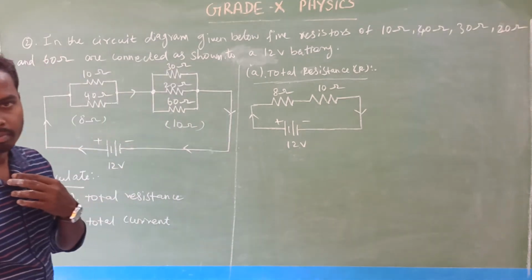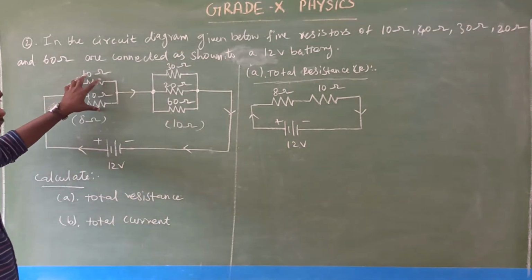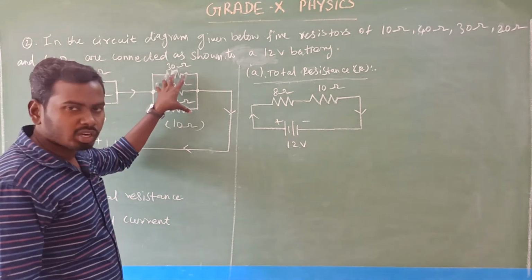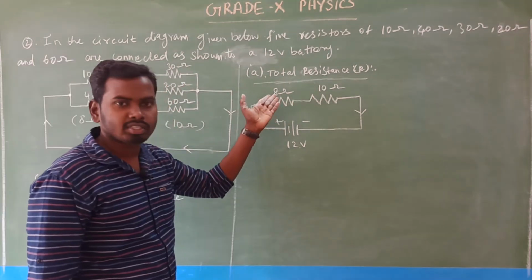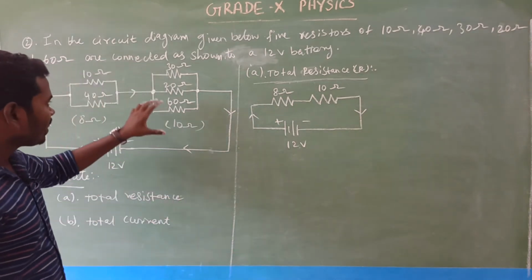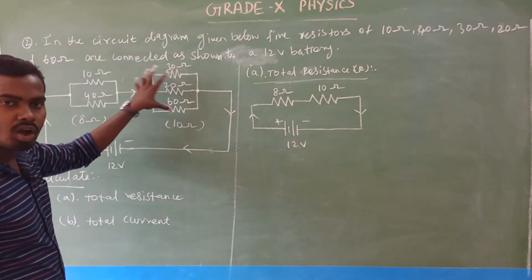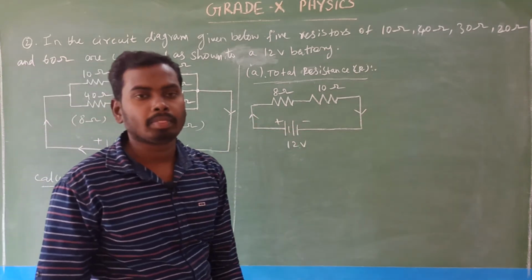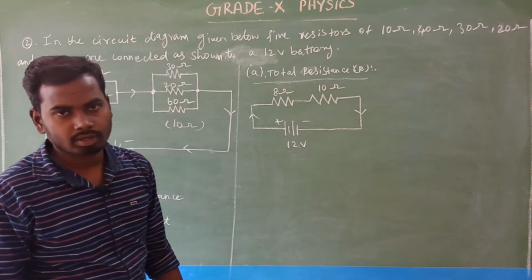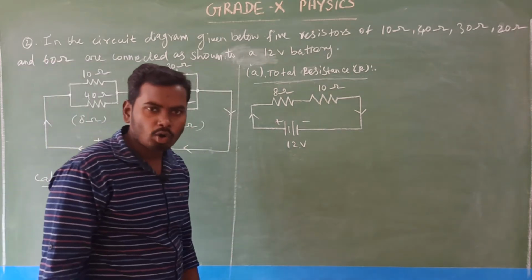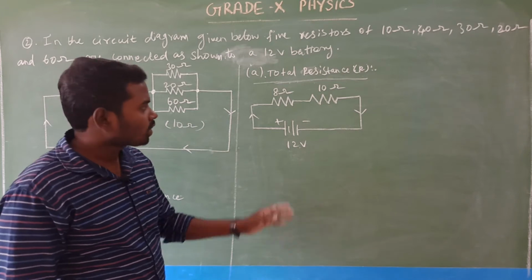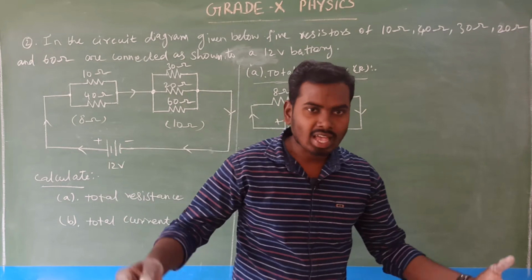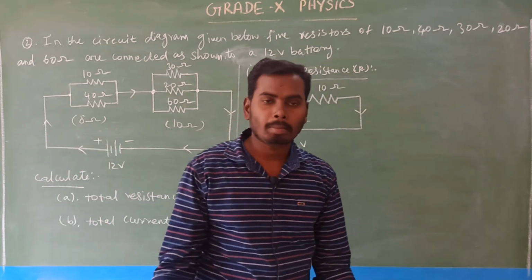Is it clear? Because this combination total resistance value is 8 ohm, and this combination total resistance value is 10 ohm, these two resistors are in series. Am I right? Yes. So we have converted this parallel combination into a single combination which are connected in series. That's all, students. Very easy one. Okay. Now easily find out the total resistance value. So here the two resistors are connected in series. So whenever the resistors are connected in series, you just add all the resistor values. That's all. Am I right?